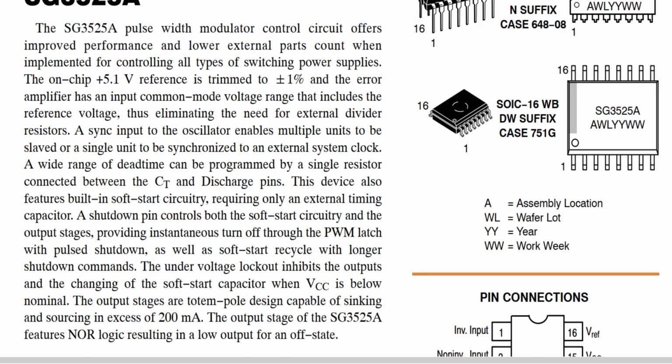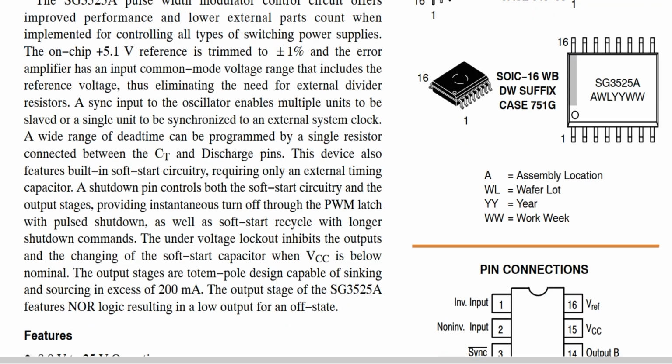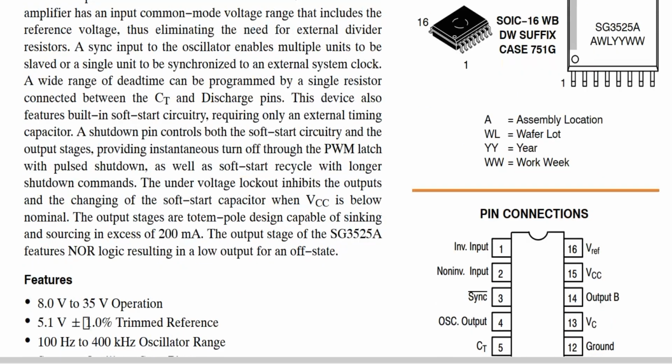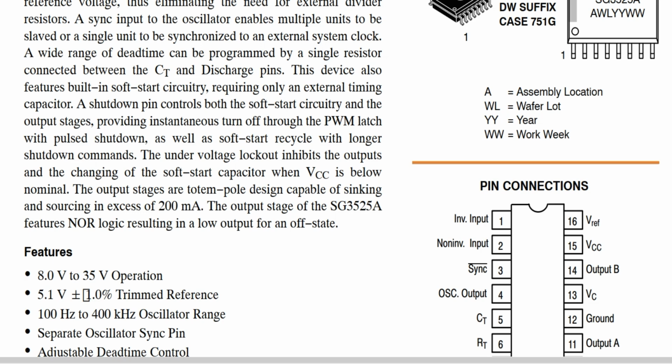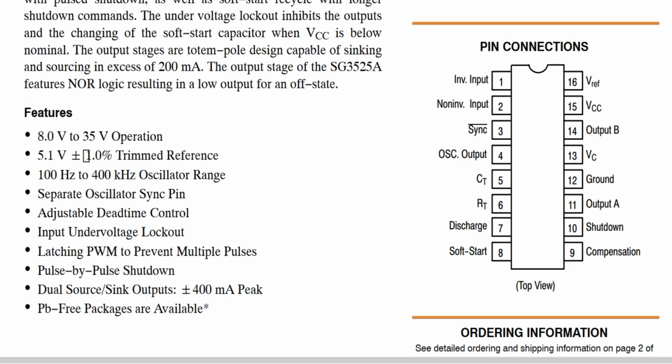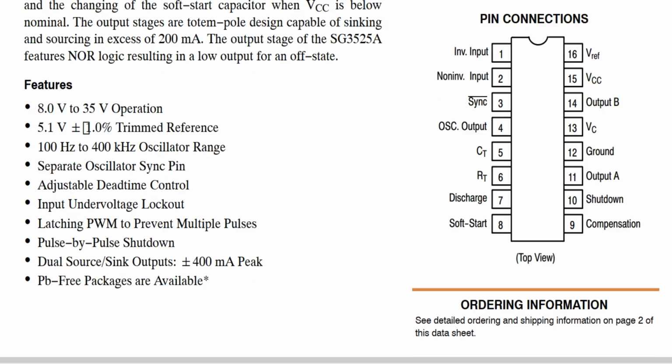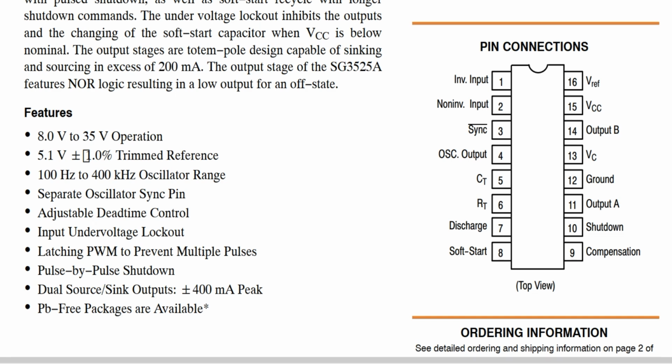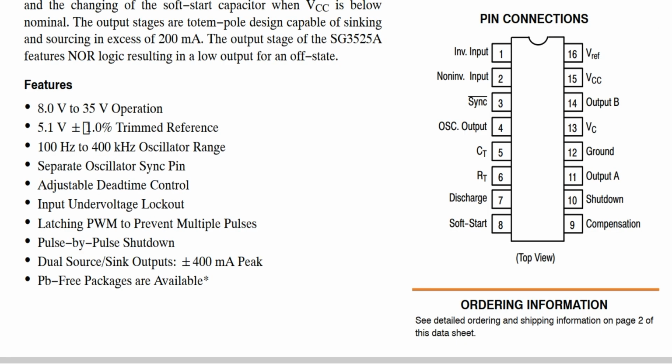This IC is used to generate stable pulse width modulation signal with complementary output, making it suitable for driving MOSFET or IGBTs, half bridge or full bridge topologies. The SG3525 IC comes in a 16-pin package, and every pin has a specific role in generating and controlling pulse width modulation signal.